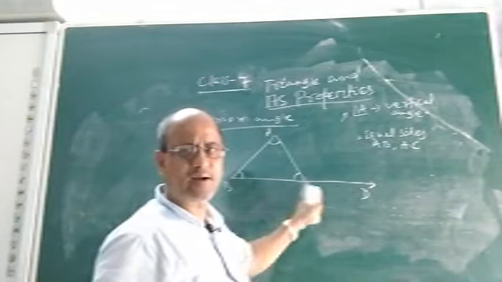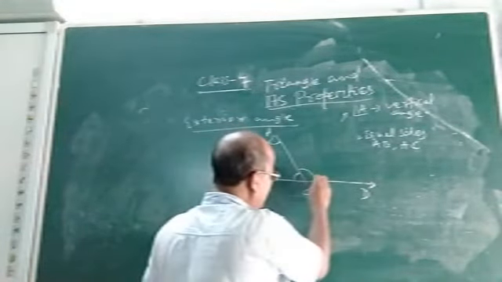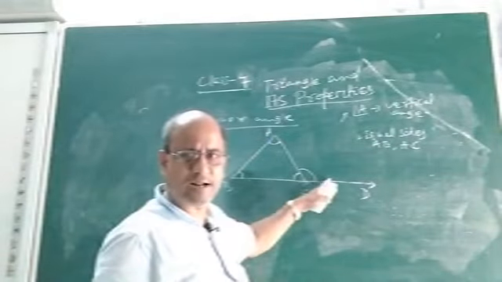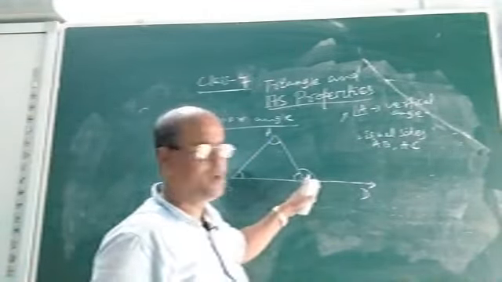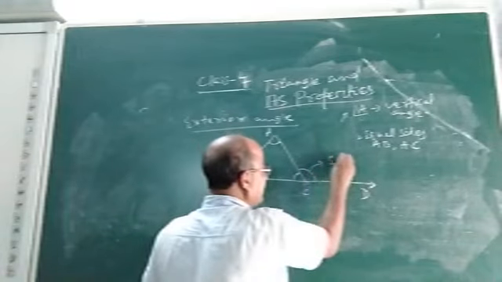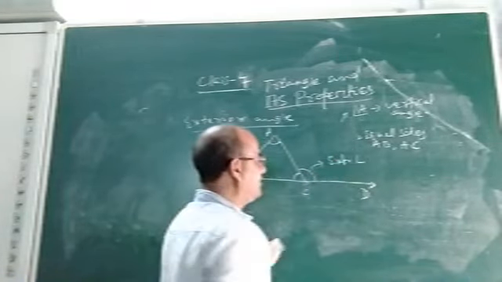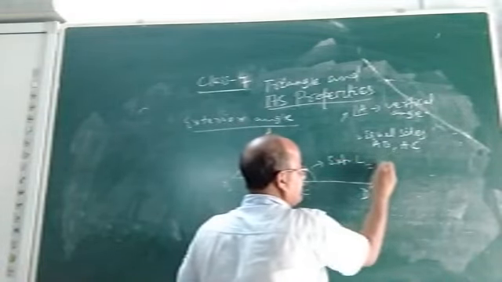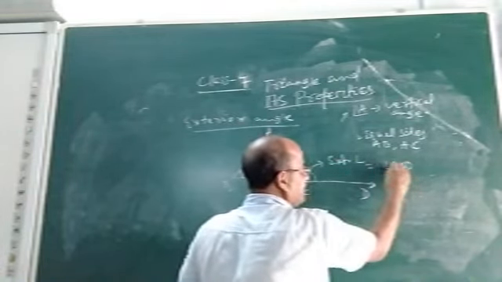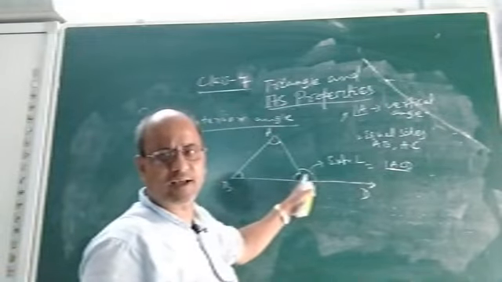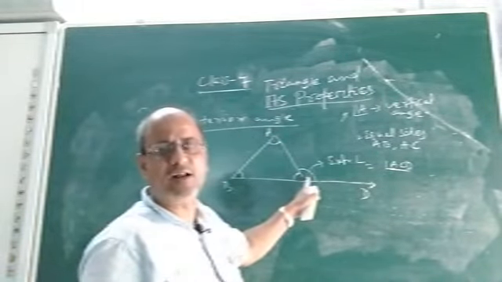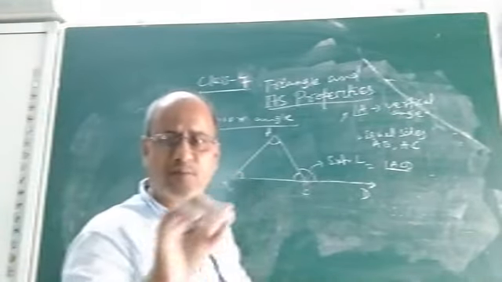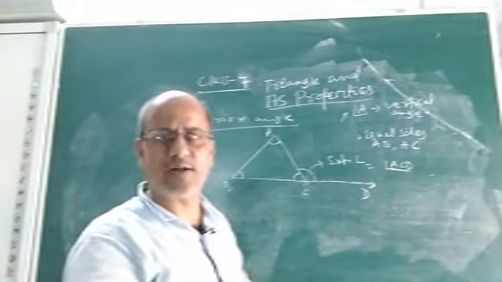If we extend the side BC up to D, look at the vertex C, outside the triangle an angle has been formed. This is an exterior angle. What is the name of this exterior angle? The exterior angle is angle ACD. So what is an exterior angle? An angle formed by extending or producing any one side is called an exterior angle.